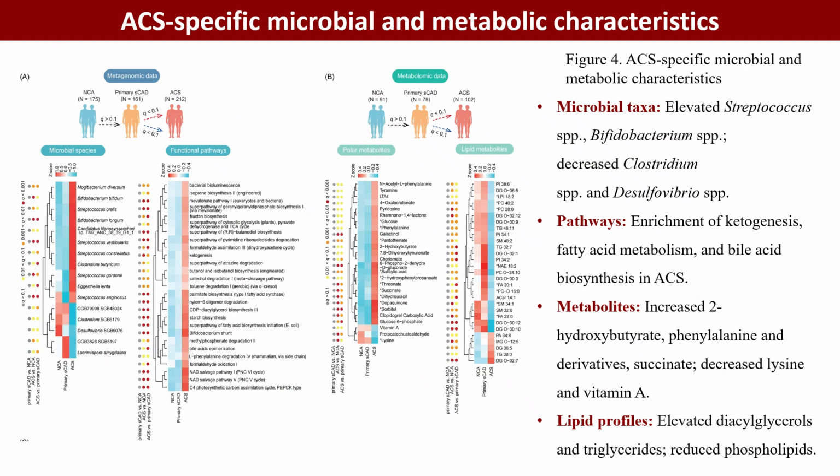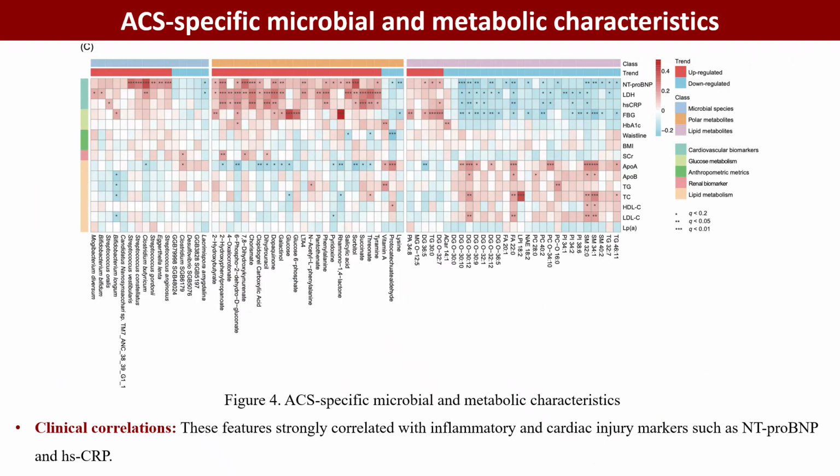We then focused on ACS-specific changes. ACS patients had more Streptococcus and Bifidobacterium, but fewer Clostridium and Desulfovibrio. They were enriched in pathways for ketogenesis, fatty acid, and bile acid metabolism. Metabolomics showed higher 2-hydroxybutyrate, phenylalanine derivatives, and succinate, with lower lysine and A. Lipidomics revealed more triglycerides and diacylglycerols, but fewer phospholipids. Features correlated strongly with NT-proBNP and hsCRP, linking them to inflammation and cardiac injury.